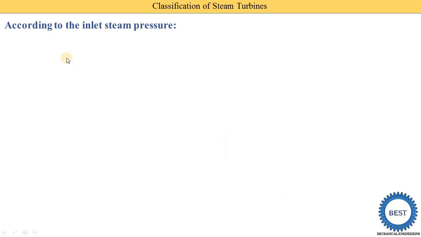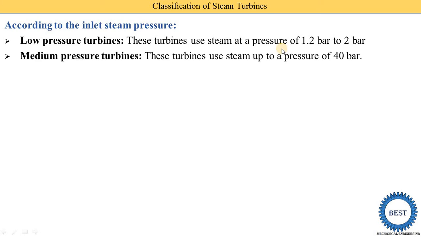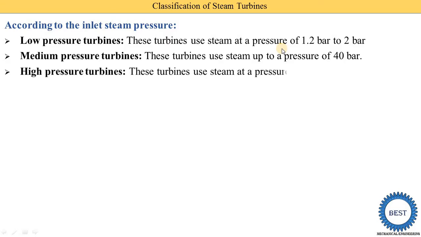Next one is according to the inlet steam pressure, meaning it depends on how much pressure there is. So first one is the low pressure turbine. This turbine uses steam at a pressure of 1.2 bar to 2 bar. If we supply the steam at 1.2 bar to 2 bar pressure, then it is called a low pressure turbine. Second one is the medium pressure turbine. In these turbines the range of pressure is 2 bar to 40 bar. Third one is the high pressure turbine, meaning if we supply the steam from 40 bar to 170 bar, then the turbine is called a high pressure turbine.